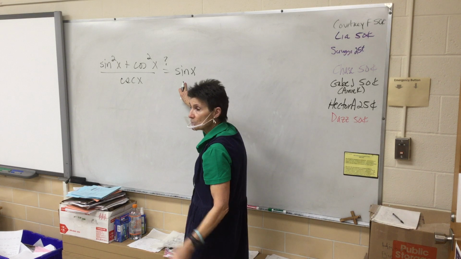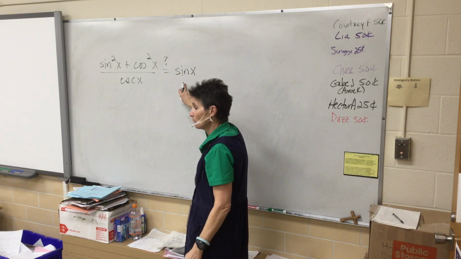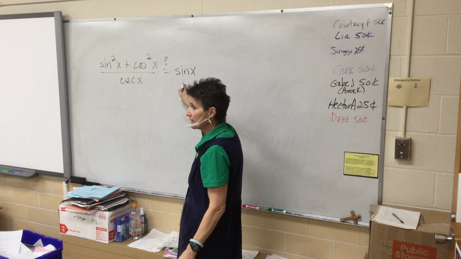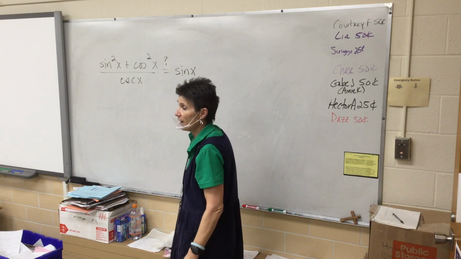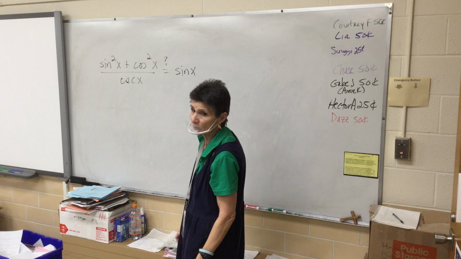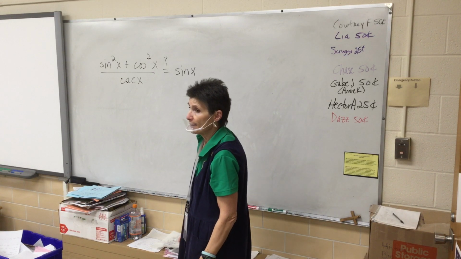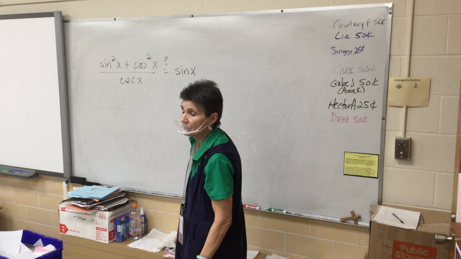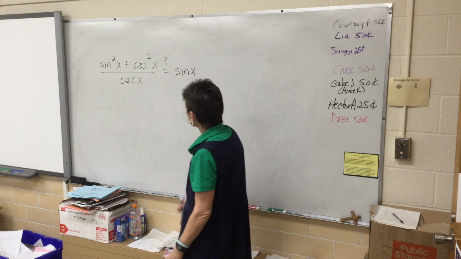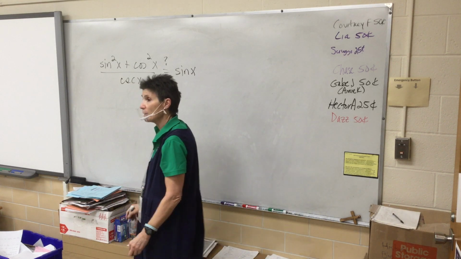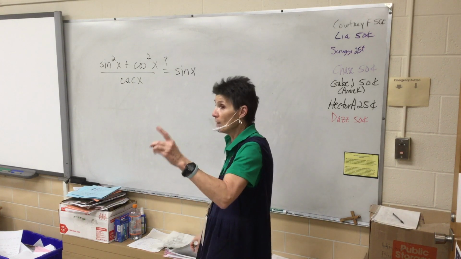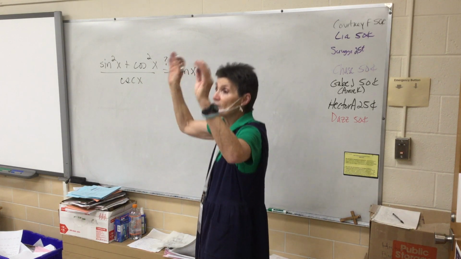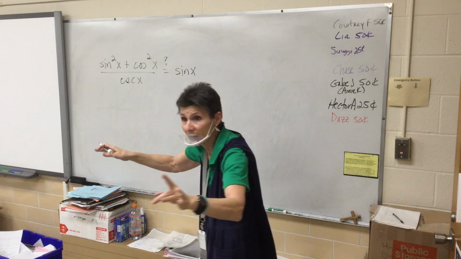Okay? So get out your colored sheets that we're working on memorizing. We're looking at the first 8 in the first column. Same ones we were looking at the other day. Take a look at what you've got up here and tell me if you notice anything. Isn't that 1? Yes. Sine squared plus cosine squared is 1.